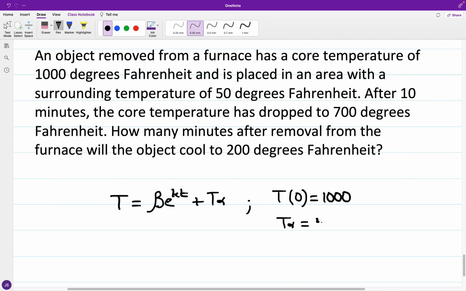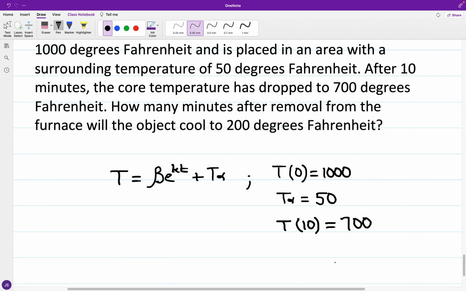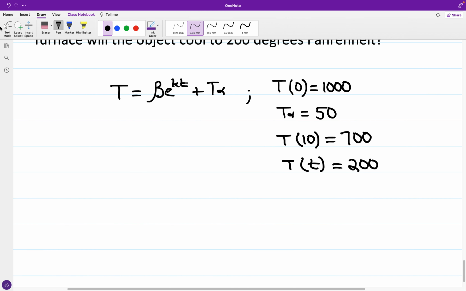That is going to be at 50 degrees Fahrenheit. And for other items of information, after 10 minutes, the temperature has cooled down to 700 degrees Fahrenheit. And then at the end, we're looking at the value of the time t, whereupon the object will have cooled down to 200 degrees Fahrenheit. Okay, so just putting things in play.